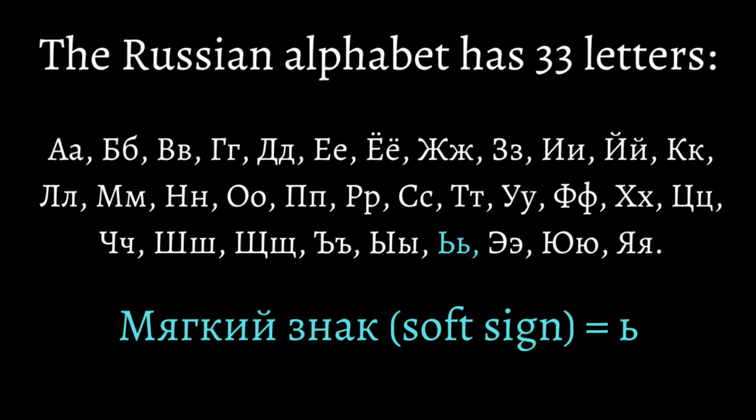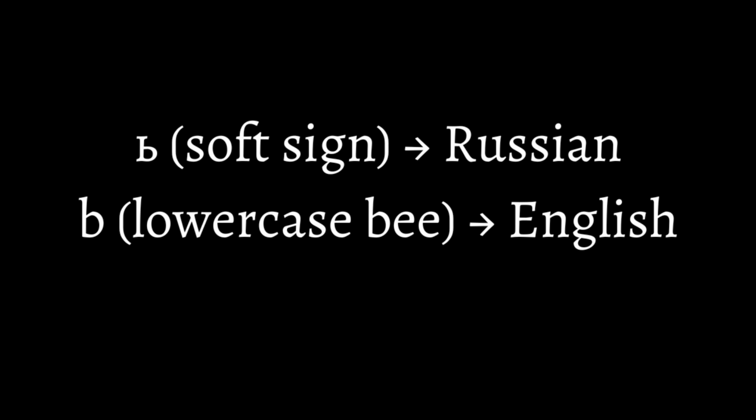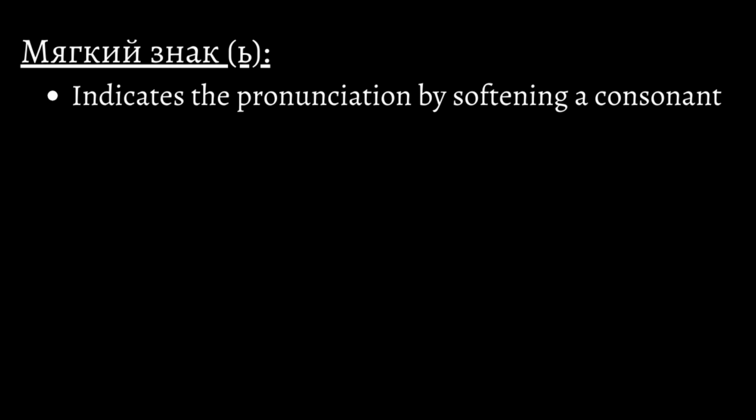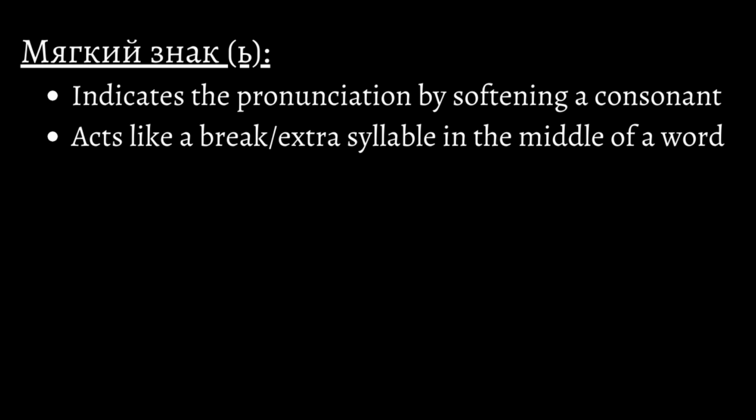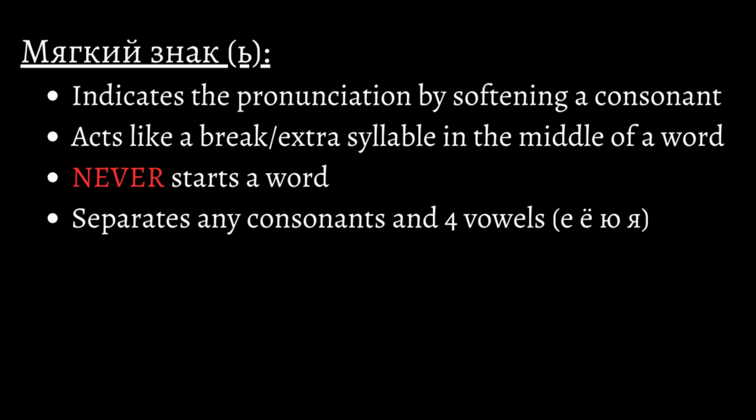Straight after, we have another sign, which is the myagkiy znak, which translates as the soft sign, and don't get it confused with the lowercase English b. Just like the hard sign, myagkiy znak indicates the pronunciation of a preceding consonant by making it soft. Likewise, it acts like a break or like an extra syllable in a word. It can never start a word, and it follows consonants but never comes after vowels.